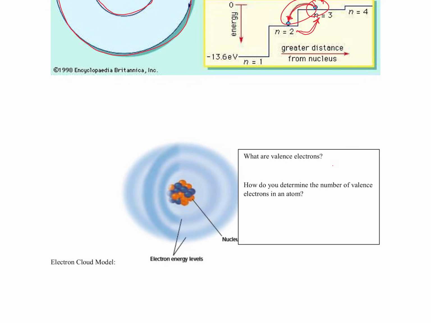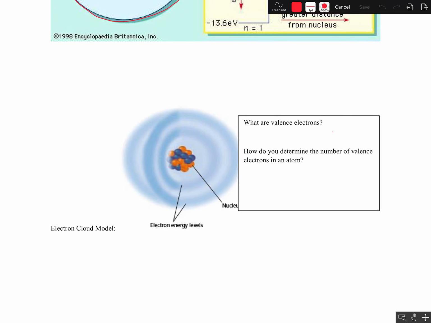All right, so let's talk quickly about what valence electrons are. What are valence electrons? I just used that term a moment ago, and let's define it for you. Valence electrons are electrons in the highest energy level.